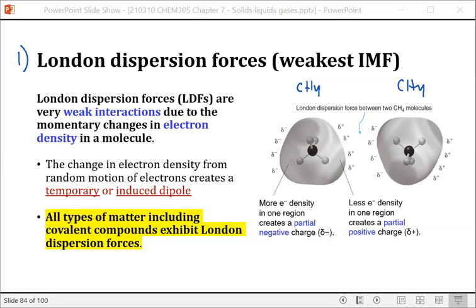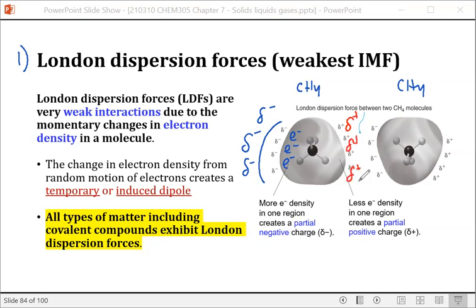But electrons are being shared in these bonds, and there's also electrons around the hydrogen, around the carbon. Just for a moment in time, the electrons can shift to one side of the molecule. So if the electrons shift, say, to the left side of the molecule here, because there's more electron density temporarily, that side of the molecule is going to be partially negative, delta negative. And because all the electrons shifted to one side, the other side of the molecule doesn't have as many electrons, so it's going to be delta positive.